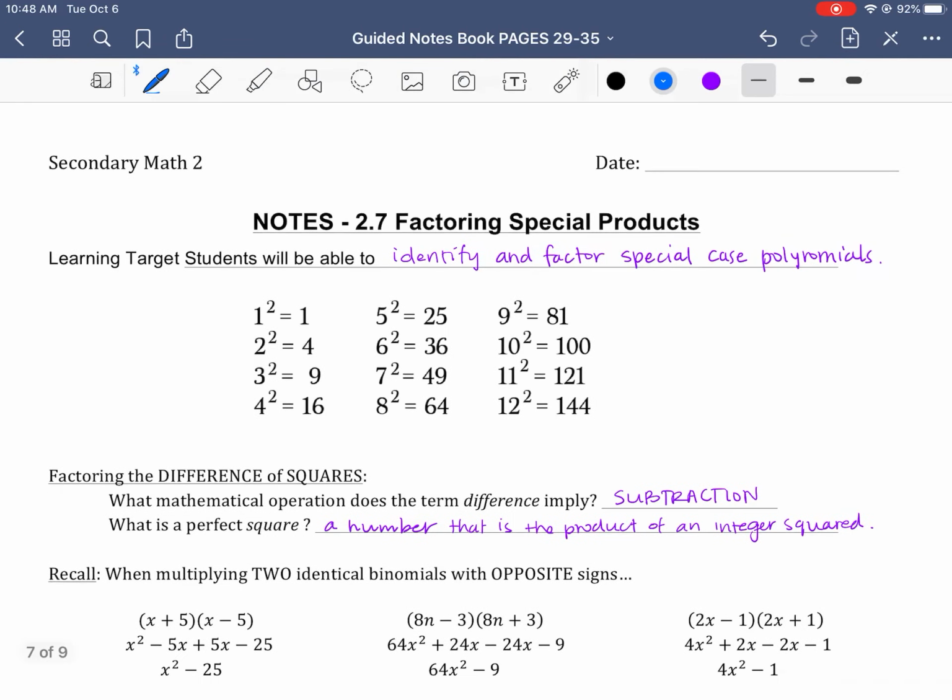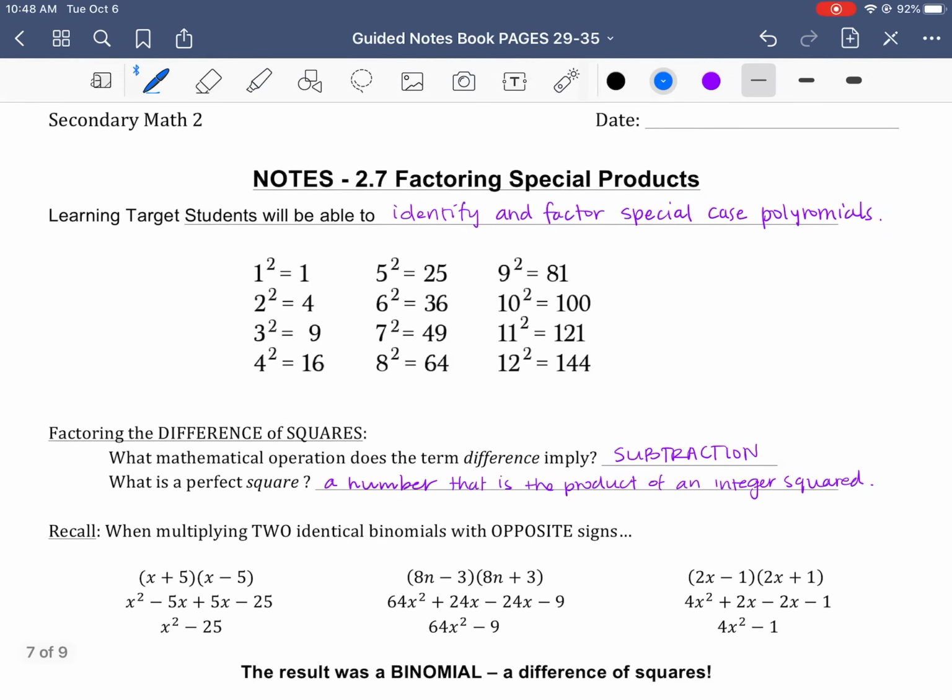So there's two of them we're going to look at today. Again, the first one is very, very specific. We want to be able to identify it. The second one, you really could factor using methods we've already looked at. So this first one's called a difference of squares.